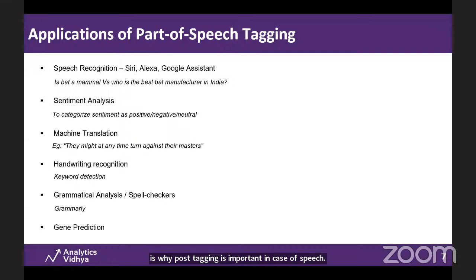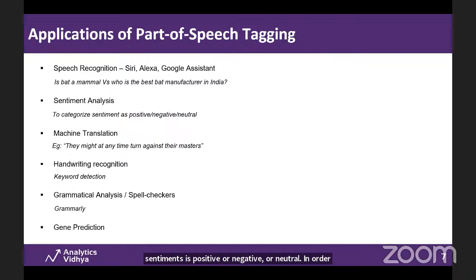Coming to sentiment analysis, where we try to categorize the sentiments as positive or negative or neutral, which finds its application in social media. If you look at platforms like Twitter or YouTube, where a lot of opinions get expressed, it is important to categorize the sentiments as positive or negative or neutral. In order to do this, POS tagging would be the first step.